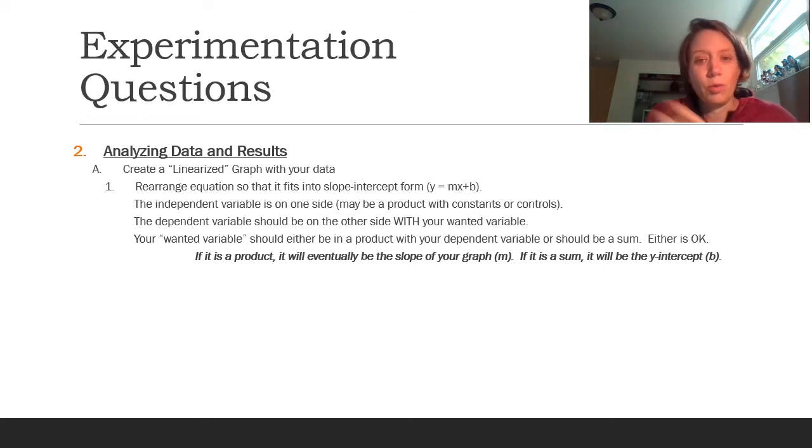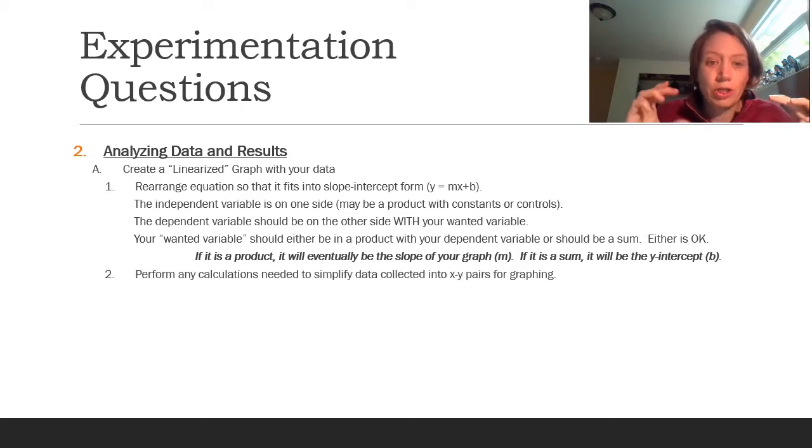Then on the other side of the equation, the equals mx plus b side, we've got to have the dependent variable and your wanted variable. The dependent variable is going to end up being the x in this equation, and the wanted variable, whatever you're trying to solve, will probably either be in a product with that variable, in which case it'll be related to the slope, or it'll be in a sum with that, in which case it'll be the intercept, right? So the wanted variable is either going to fit into the m or it's going to fit into the b, depending on what your equation ends up looking like. So that's kind of an important idea.